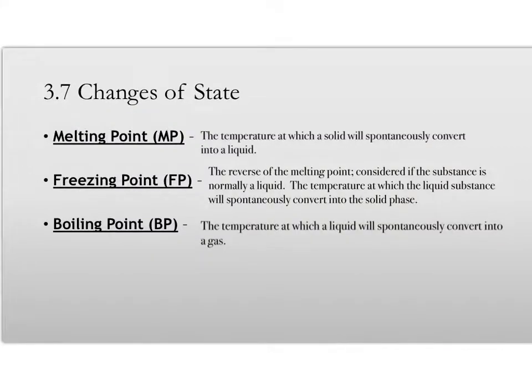The melting point is defined as the temperature at which a solid will spontaneously convert into a liquid. The freezing point of a substance is the reverse of the melting point. It's the temperature at which a liquid will freeze into a solid. And the boiling point of a substance is the temperature at which a liquid will spontaneously convert into a gas.